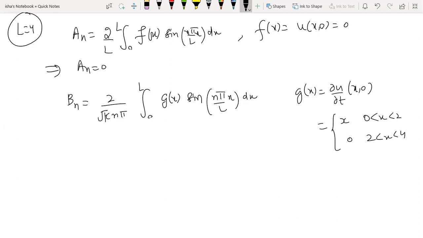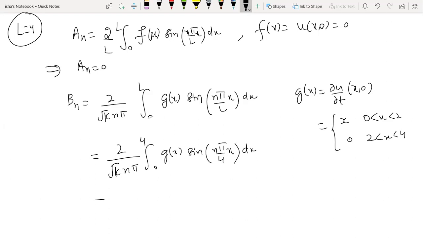becomes 0 to 4. So this will be 2 by square root k n pi, integral 0 to 4 gx sine n pi by 4 x dx. For L I have substituted 4. 2 by square root k n pi. So this 0 to 4 integral I have to subdivide into two integrals, 0 to 2 and 2 to 4.